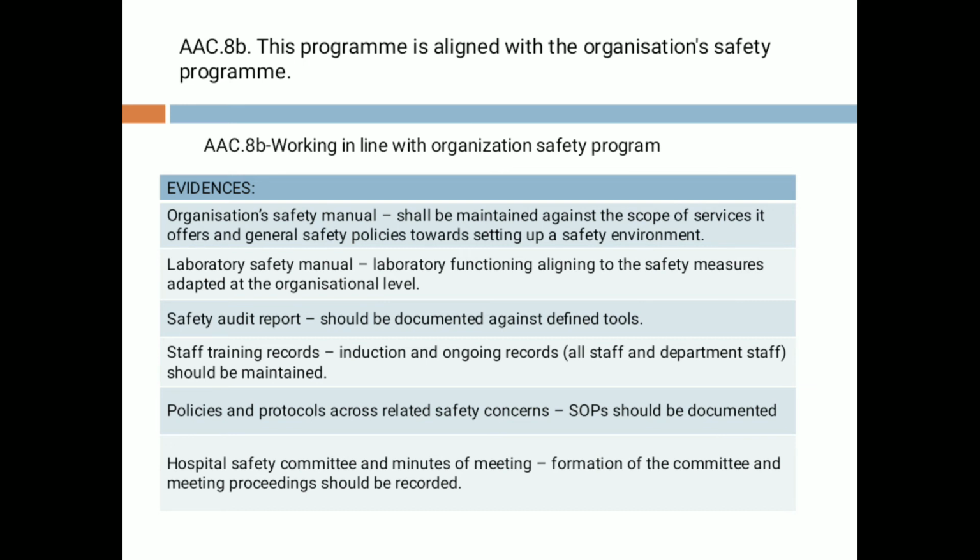Objective element AAC 8B speaks about working in line with organization safety program. Evidences: organization's safety manual shall be maintained against the scope of services it offers and general safety policies towards setting up a safety environment. Laboratory safety manual. Laboratory functioning aligning to the safety measures adopted at the organization level. Safety audit report should be documented against defined tools.